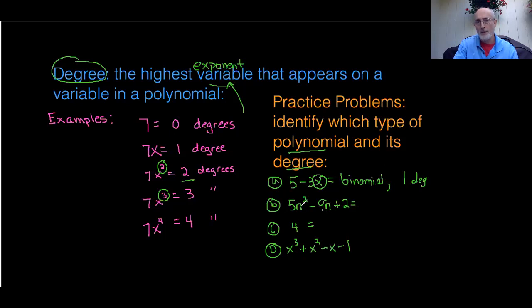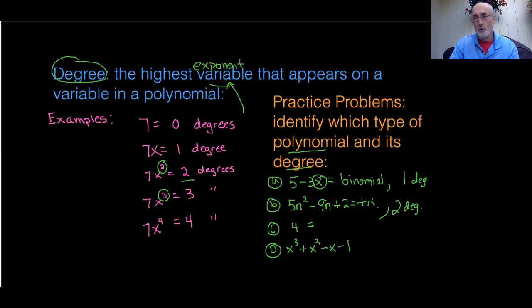Letter B here, 5x squared minus 9n plus 2. Is that a monomial, binomial, or trinomial? Well, I've got 3 separate terms, so it's going to be a trinomial. I'm just going to write tri here for the sake of time. And what degree is it? Find the exponent. Where is there an exponent? Yeah, it's right here, the highest one. It's the second degree, okay? And that's how I'll find that would be considered second degree.